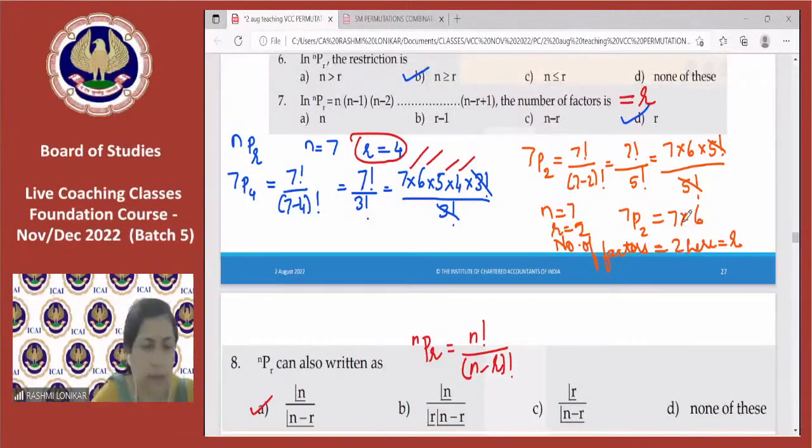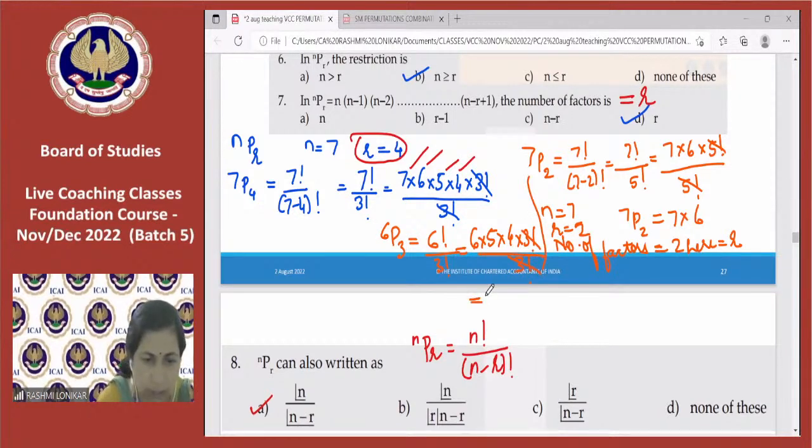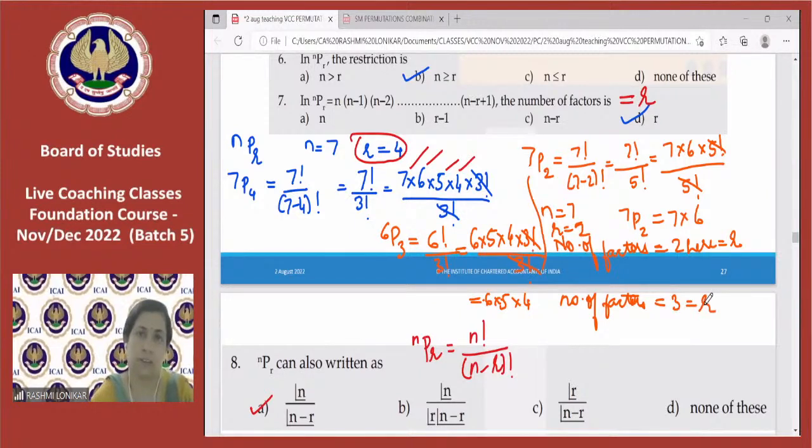Just take any example. You may even take 6P3. So 6P3 will be 6 factorial upon 6 minus 3, which is 3 factorial. This is equal to 6 into 5 into 4 into 3 factorial upon 3 factorial. So this 3 factorial will get cancelled. You will be left with 6 into 5 into 4. Okay, 1, 2 and 3. So the number of factors is equal to 3, which is equal to r.